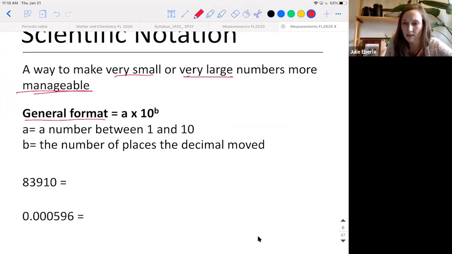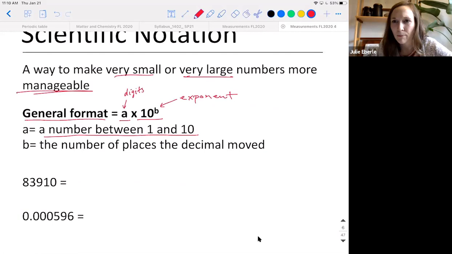Well, it's just a format for writing numbers, okay? And here's the format. A times 10 to the power of B. B is your exponent. So what does this mean, A and B? A is a number between 1 and 10. Okay, I think the wording on the slides later is the digits. I might call it the base number or the digits. That's A, and that has to be a number between 1 and 10.